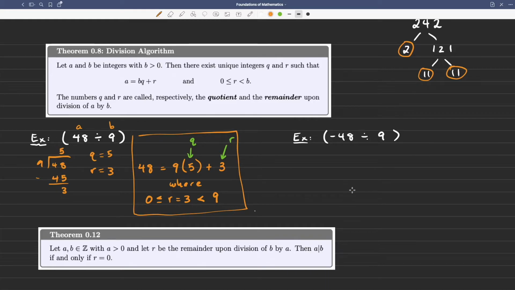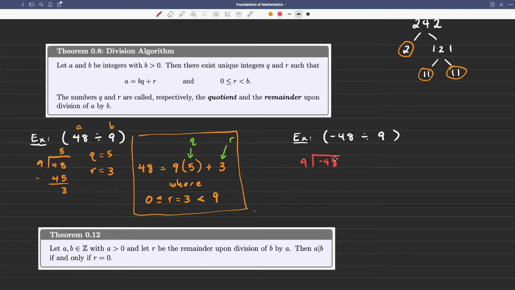Now, what if you want to divide into a negative number? In the division algorithm, the number that you're dividing by has to be positive, but the number that you're dividing into does not have to be positive. What if you divide 9 into negative 48? Well, let's see how that would go. If you divide 9 into negative 48, first I'm going to show you the wrong way to do it.